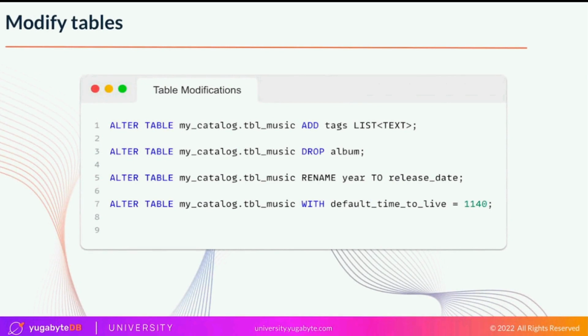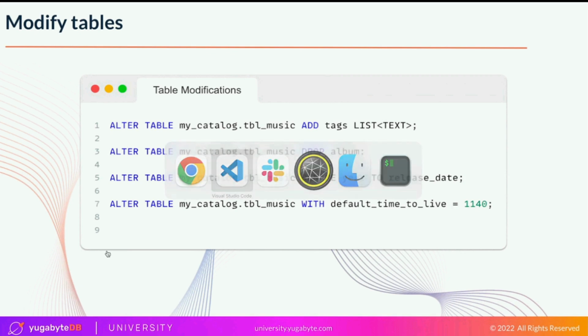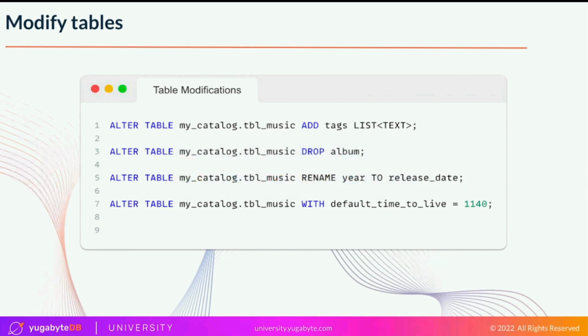So in the next example, the column table has been dropped from the table. Next, the column year has been renamed to release date. So in the final example, the data expiration property has been added to the music table. So that means that in 1,140 seconds, the data on that table will be deleted.